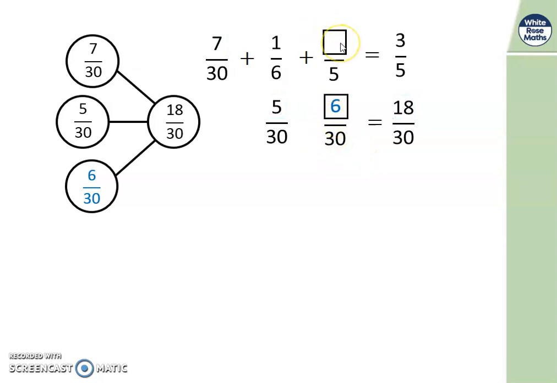But that's not the answer here. I'm not going to just put the 6 up there, because I need to convert back again. I need to move from 30ths to fifths. What would I divide 30 by to get to 5? 30 divided by 6 is 5. So 6 divided by 6 is 1. So the answer is 1/5 when we convert the 6/30 back to fifths.